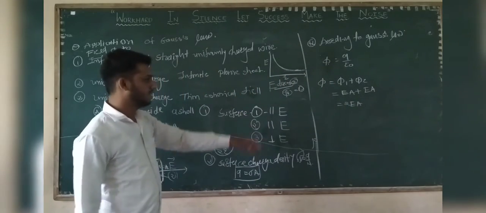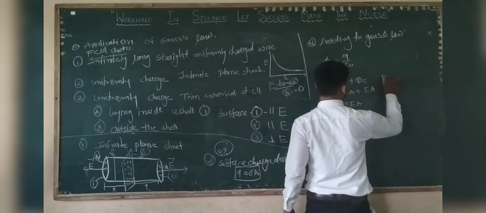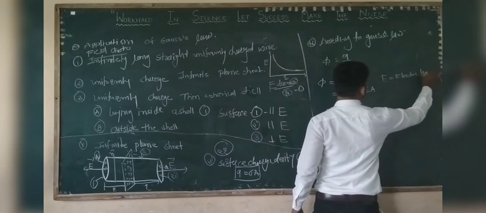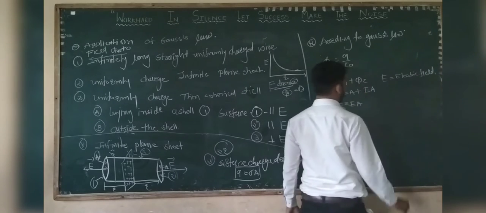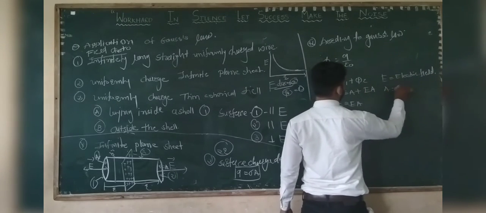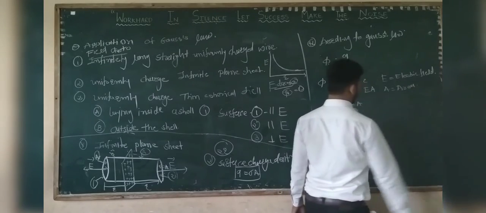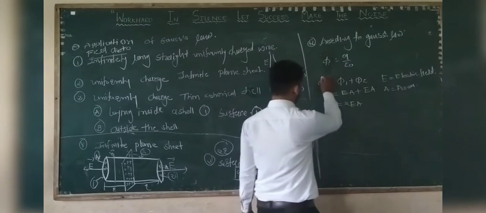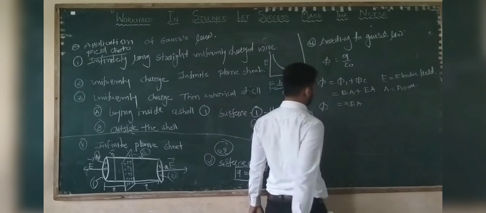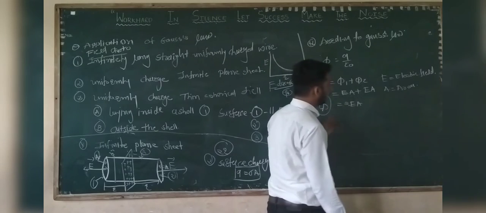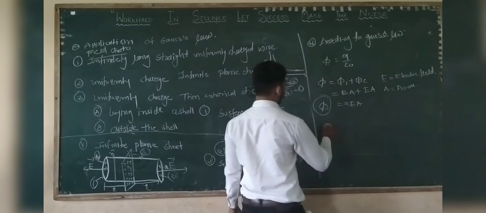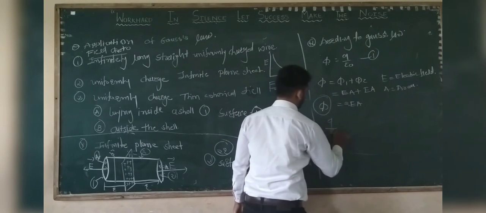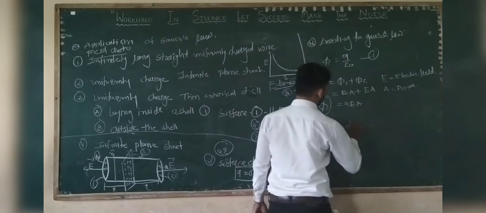Now here what is E? Here E is our electric field, and A is my area. So we can write flux phi is equals to 2EA. But according to Gauss law, from equation number 1, flux phi is equals to Q upon epsilon 0. It is equals to 2EA.